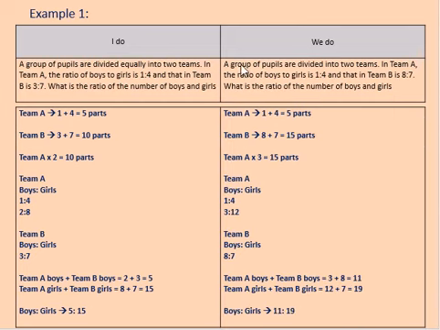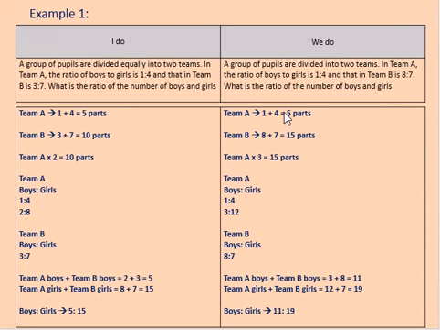Okay, so for the we do it says a group of pupils are divided into two teams and should be divided equally into two teams. In team A, the ratio of boys to girls is 1 to 4, and in team B it is 8 to 7. What is the ratio of the number of boys to girls? First things first, add up the team A ratio, add up the team B ratio. So team A is 1 plus 4, which equals 5 parts. Team B is 8 plus 7, which equals 15 parts.